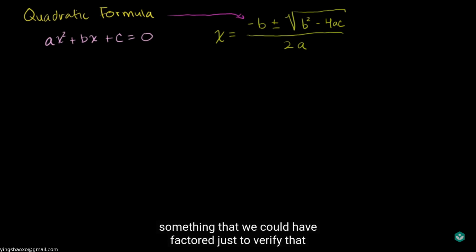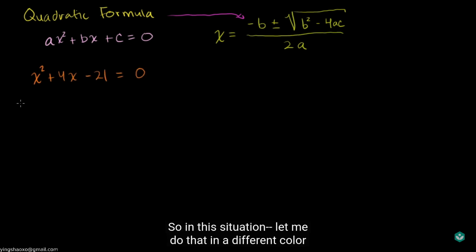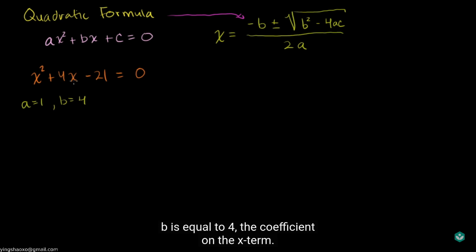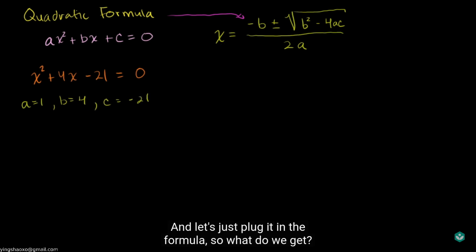So let's start off with something that we could have factored, just to verify that it's giving us the same answer. So let's say we have x squared plus 4x minus 21 is equal to 0. In this situation, a is equal to 1, right? The coefficient on the x squared term is 1. b is equal to 4, the coefficient on the x term. And then c is equal to negative 21, the constant term. And let's just plug it in the formula.